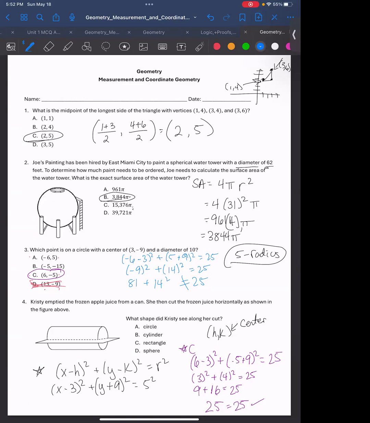All right. Christy emptied the frozen apple juice from a can. She then cut the frozen juice horizontally as shown in the figure below. What shape did Christy see along the cut? So basically they're saying if you were to separate these two halves of the cylinder, what shape would you have? A rectangle.